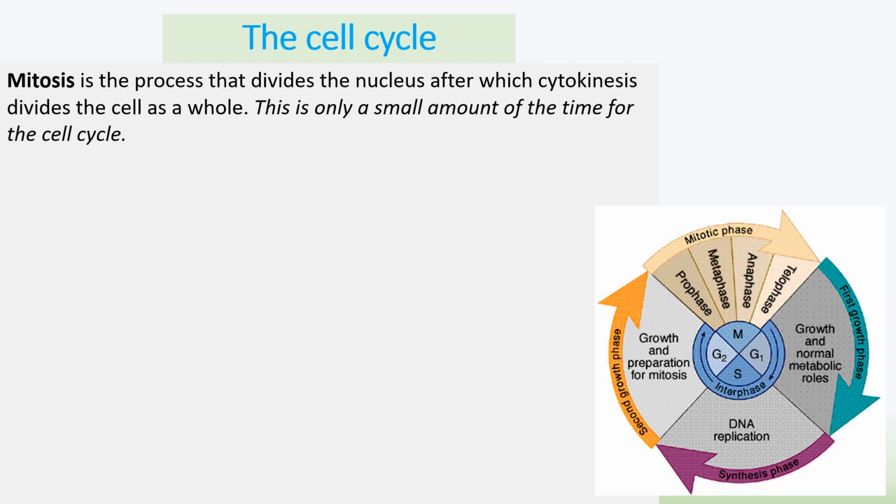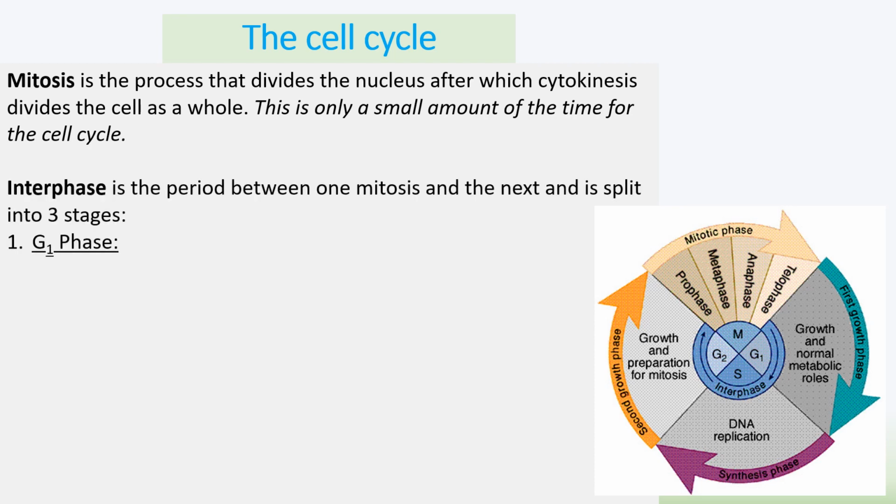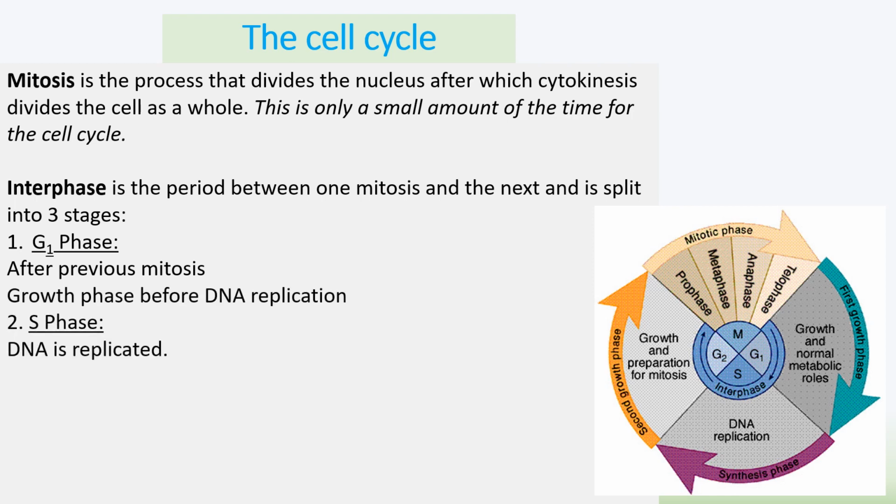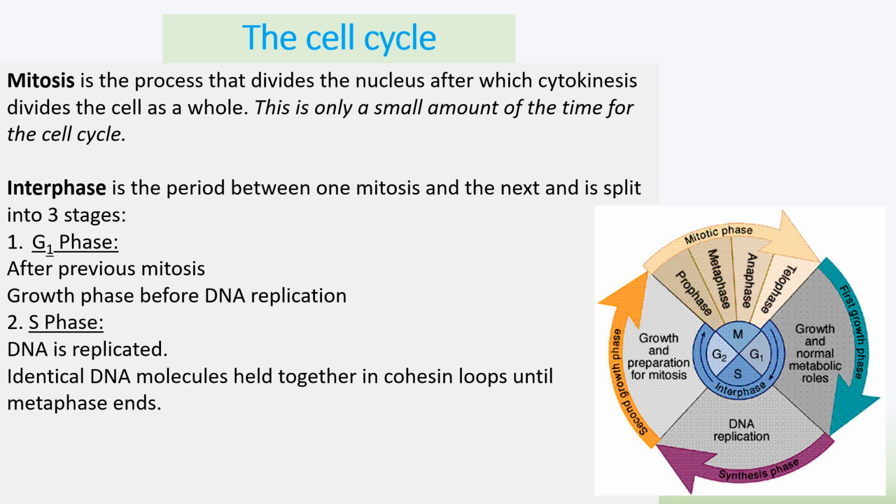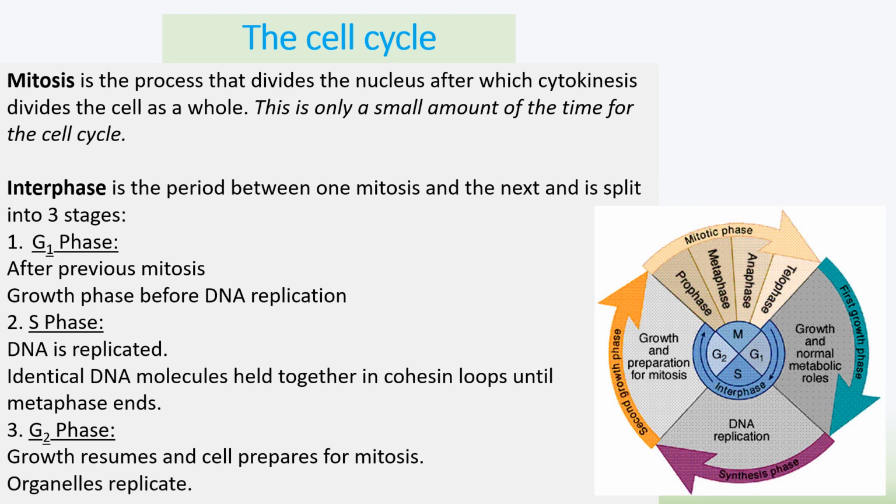And as said before, mitosis is the process that divides the nucleus, after which cytokinesis divides the whole cell, and it's only a small amount of time. There are 3 main stages, again just a bit more detail for higher level students. So G1 is after the previous mitosis, it's the growth phase before the DNA replication. The DNA is replicated in S stage, making identical DNA molecules held together in something called cohesive loops until metaphase ends. And G2 phase is when growth resumes and it prepares the cell for mitosis and the organelles replicate.